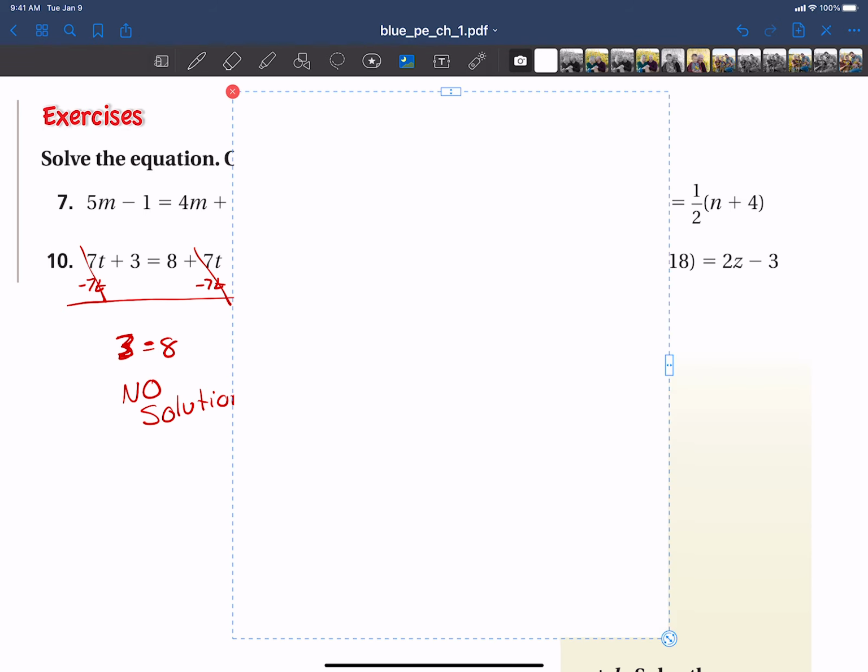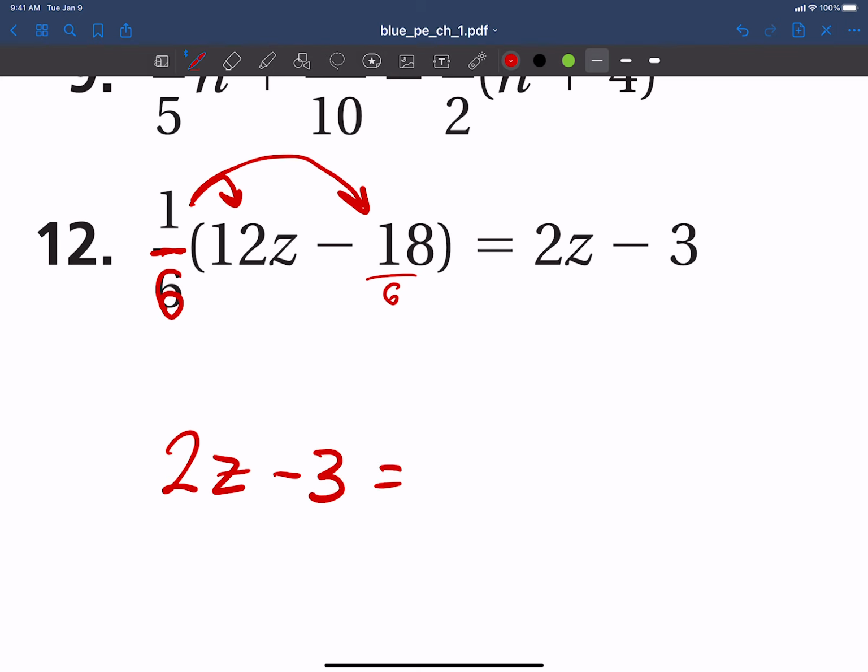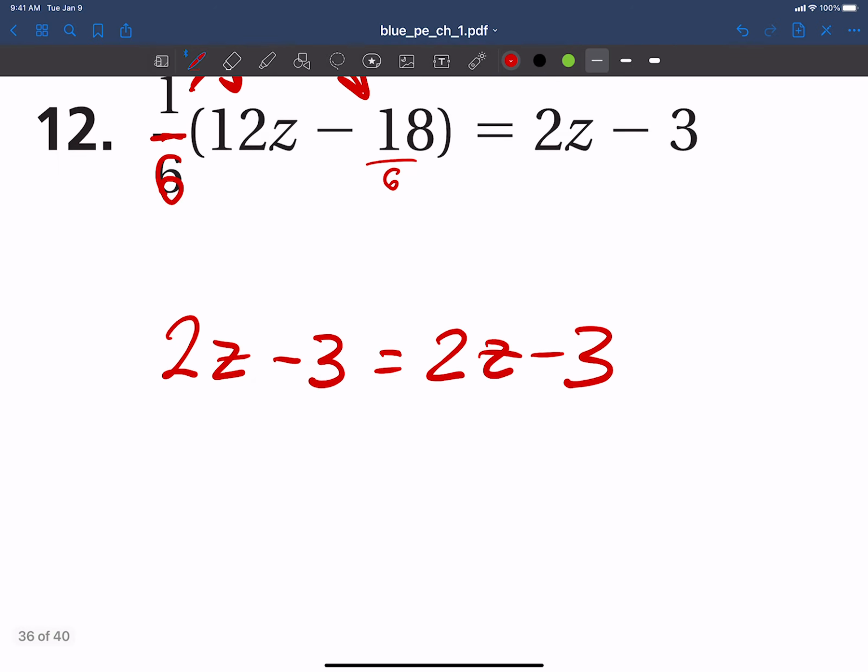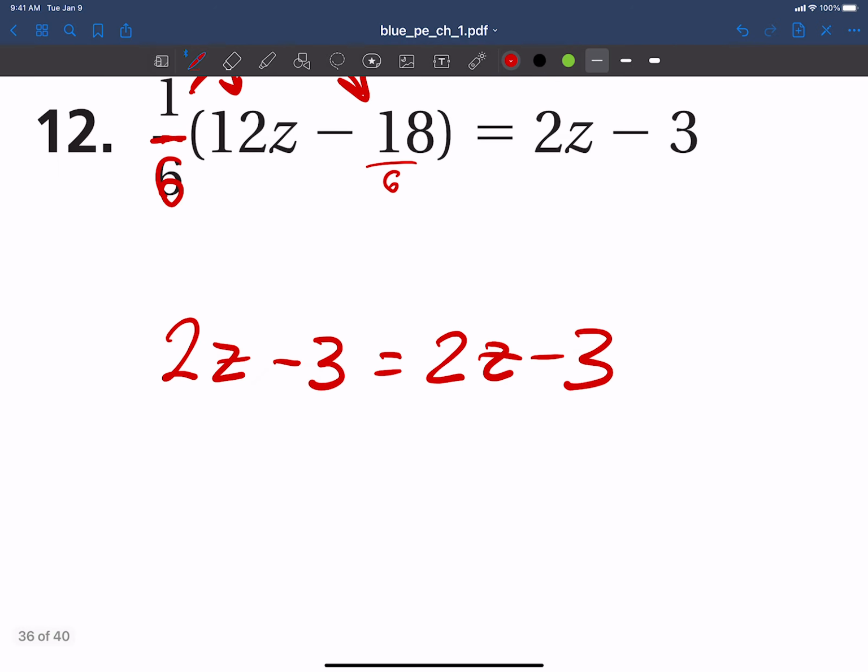What do I do first? Distribute. Now remember, 1/6 times 12 is just like saying 12 divided by 6, which is 2z. What is 1/6 times negative 18? That's like saying negative 18 divided by 6. Negative 3. Good. Bring down the stuff we haven't used. Infinite solutions. You can already tell right away, right?